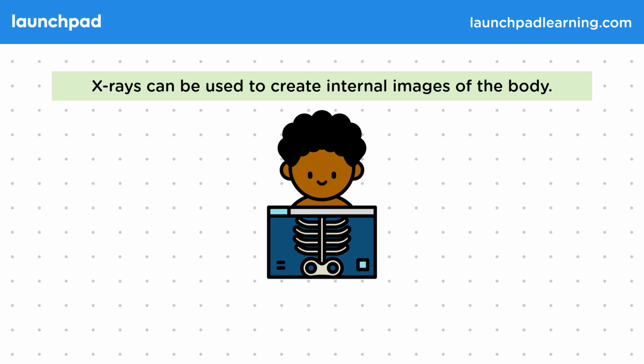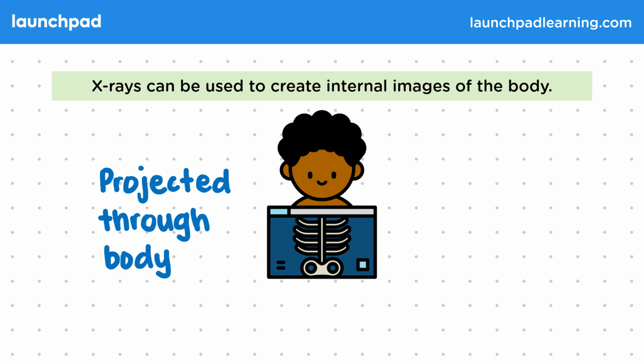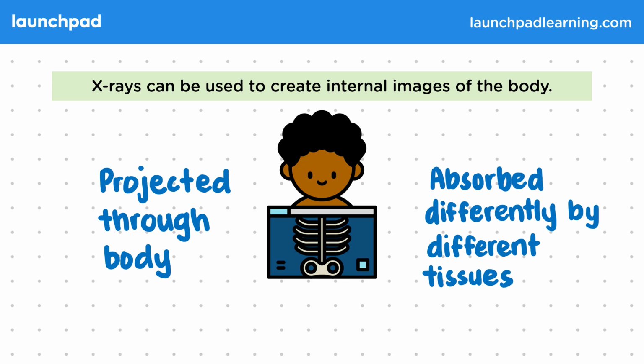Here's an example of someone having an X-ray scan. Here, X-rays are projected through their body and at a screen on the other side of them. As the X-rays pass through the body, they're absorbed differently by different tissues. Skin and most other tissues won't affect the X-rays, but they'll be absorbed by bones and other dense tissues.